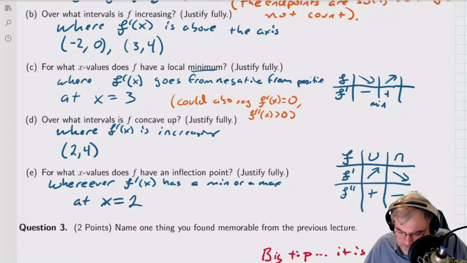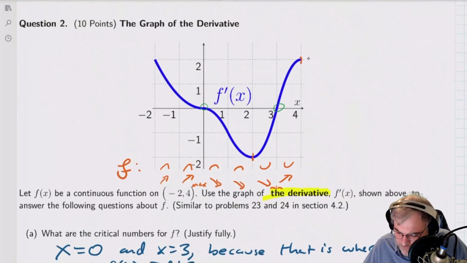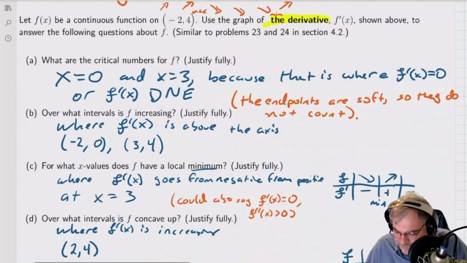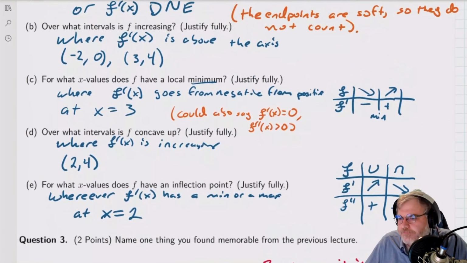Now, for concave up, I want where f prime is increasing. F prime is increasing from 2 to 4. So that's where I'm concave up. So that's where f is concave up. So how do we feel about that? 1 to 5.